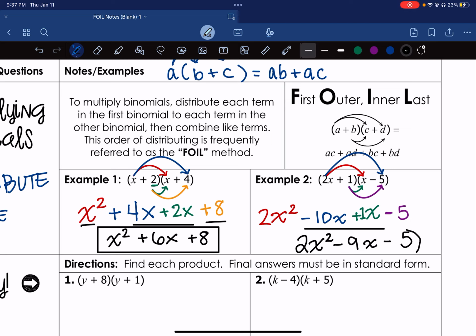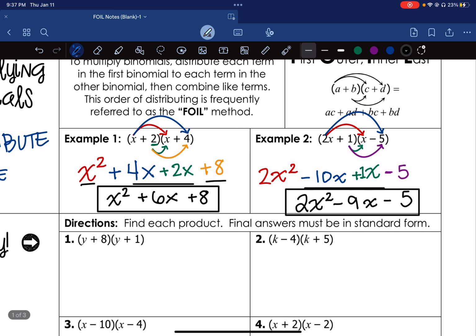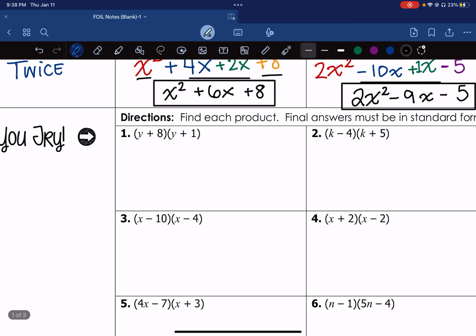So this, circling it again, is my final answer. 2x squared minus 9x minus 5. Those answers are in standard form. They've got x's in them. They're in standard form. They are what we would call a quadratic equation. Thinking back, we've got a degree of 2, so that's quadratic, and it is a trinomial. All right, degree of 2, trinomial.